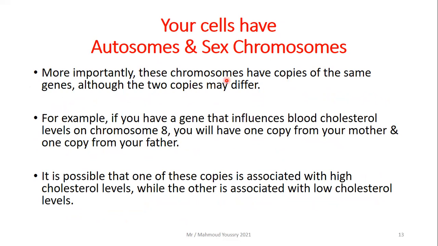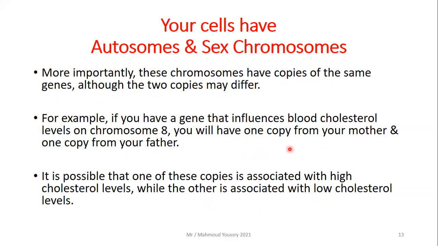More importantly, these chromosomes have copies of the same genes, although the two copies may differ. For example, if you have a gene that influences blood cholesterol levels on chromosome 8, you will have one copy from your mother while the other copy is from your father. It is possible that one of these copies is associated with high cholesterol levels, while the other is associated with low cholesterol levels. So the homologous chromosomes have copies of the same genes, although they may differ.